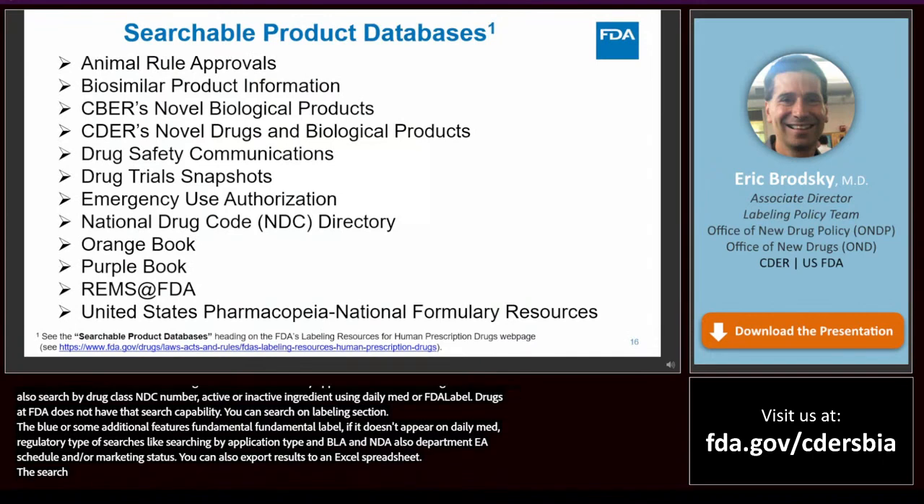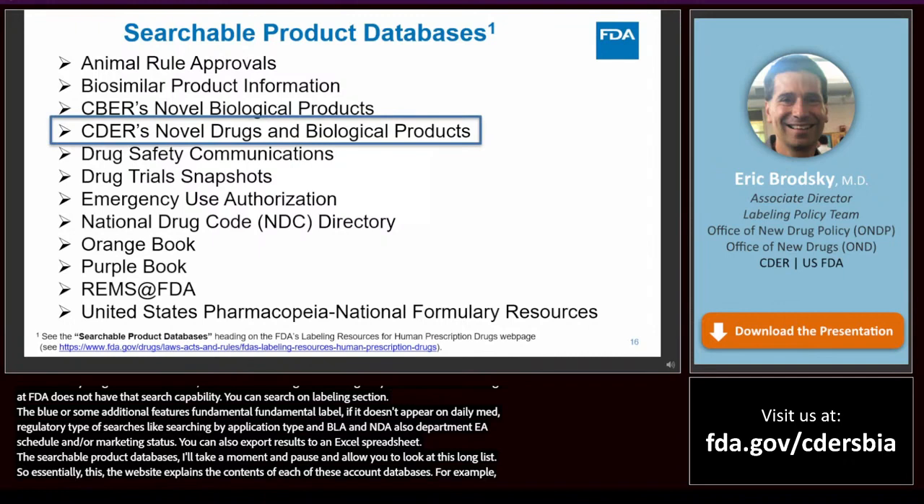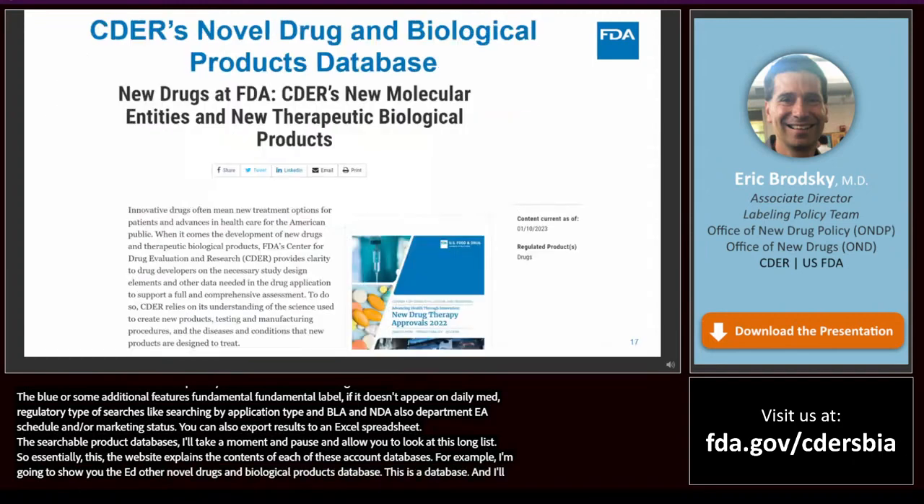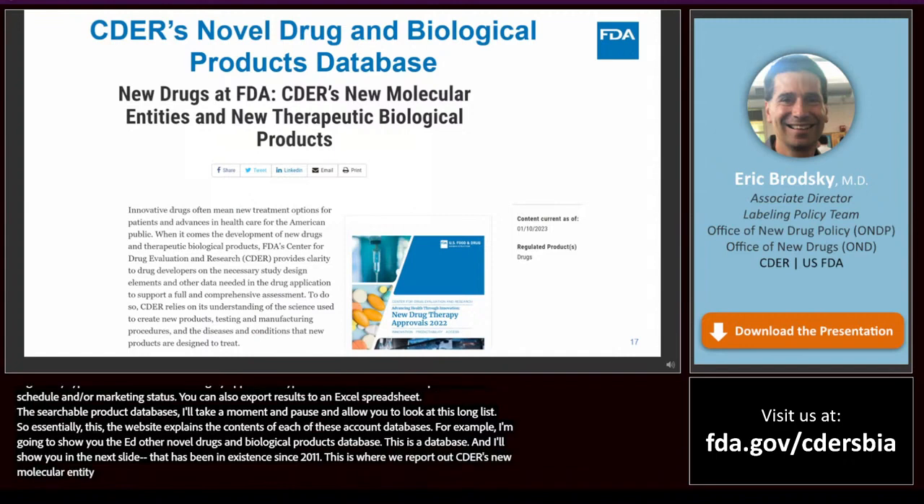The searchable product databases, I'll take a moment and pause, and I'll allow you to look at this long list. So essentially, the website explains the contents of each of these databases. For example, I'm going to show you the CDER novel drugs and biological products database. So this is a database, and I'll show you on the next slide, that has been in existence since 2011, so over 11 years. So this is where we report out CDER's new molecular entities and new biological products, including a link to their labeling.